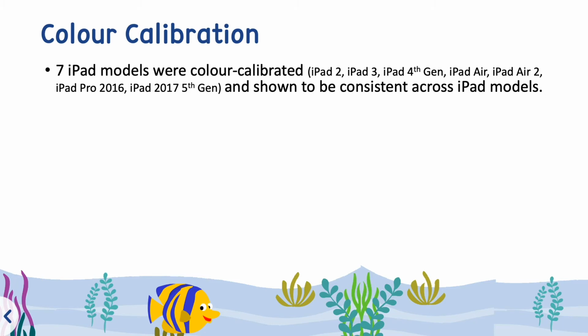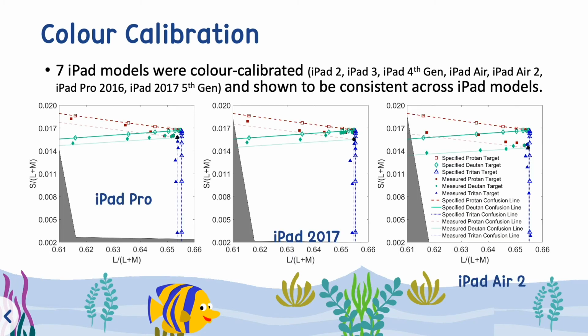We also colour calibrated 7 iPad models, and our calibration was successful. There were very small systematic errors, and these are some examples from the iPad Pro, iPad 2017 and the iPad Air 2, which showed the specified chromaticity, which is the outline shape, and the filled in is the measured chromaticity. The advantage of this is that anyone with one of these 7 iPads can play ColourSpot, which allows colour vision testing to be extremely accessible across the world or in different settings, and it also makes it quite unique from other colour vision tests, which are usually calibrated on one device only.